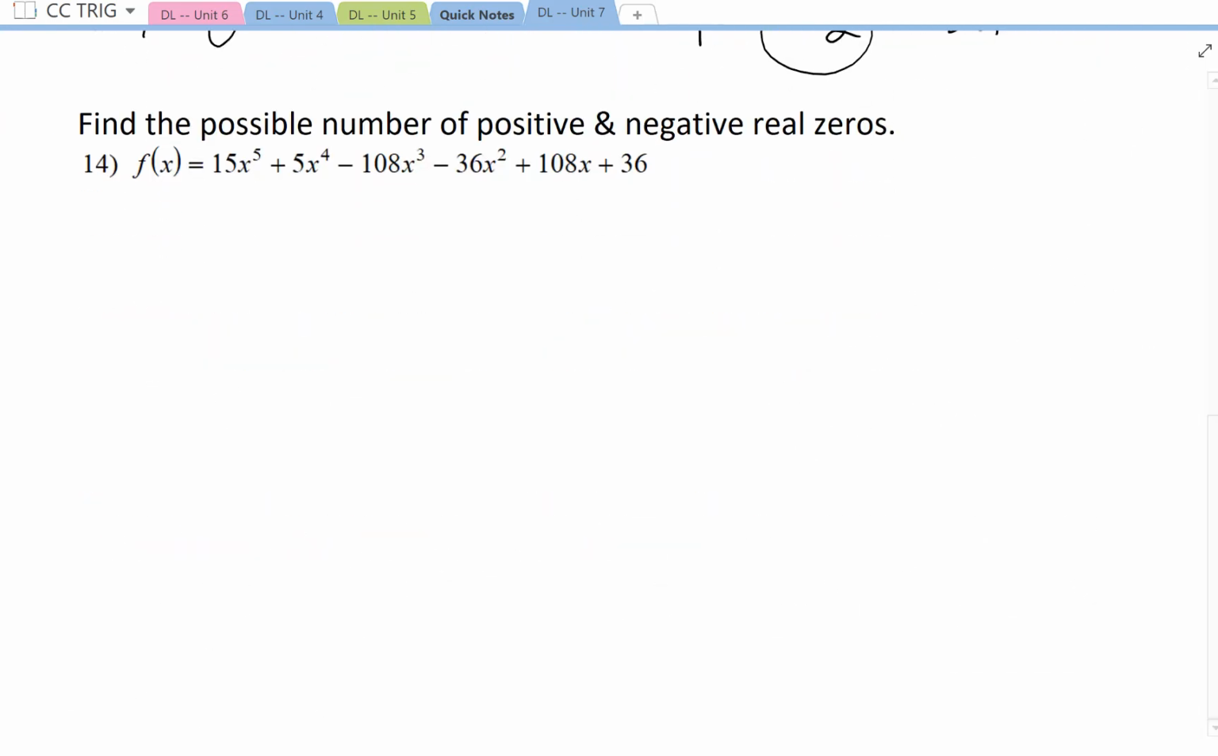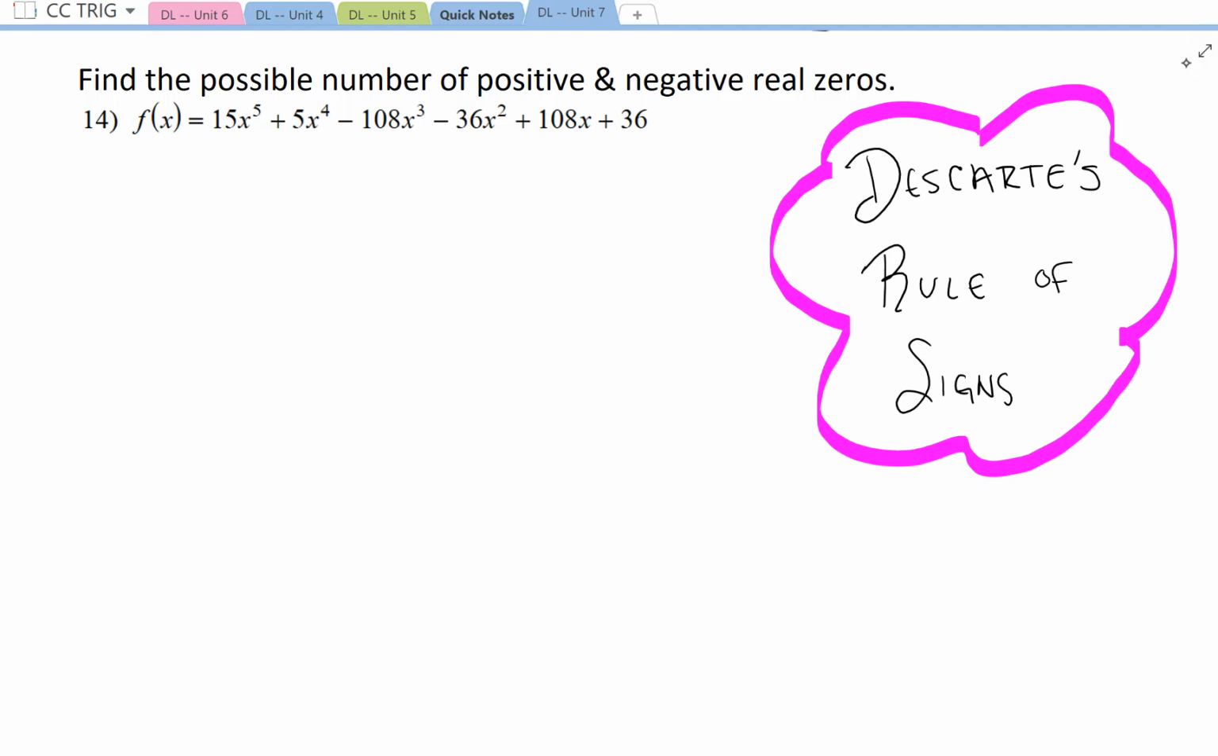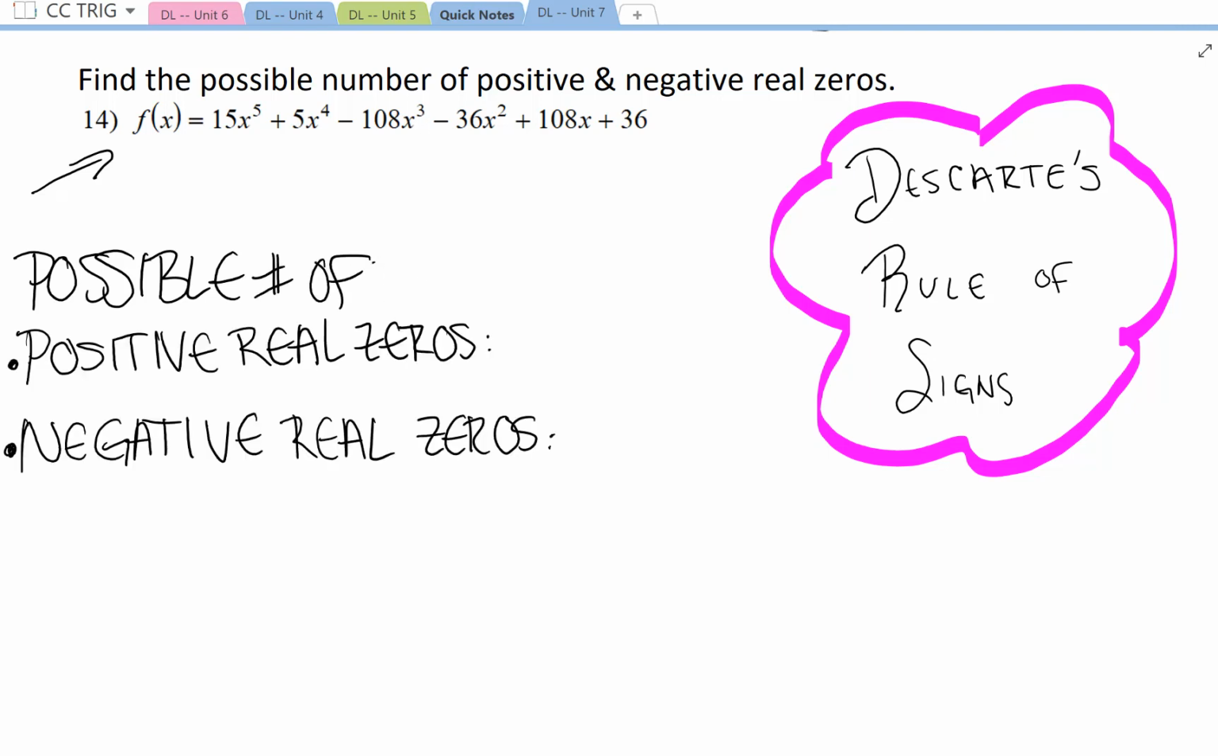Number 14, find the possible number of positive and negative real zeros. So we're going to use Descartes' rule of signs. Descartes' rule of signs counts the number of sign changes and helps us understand how many positive or negative real zeros. The sign changes in f of x, what you're given, are going to be the possible number of positive real zeros. Positive real zeros are affected by the sign changes of just f of x.